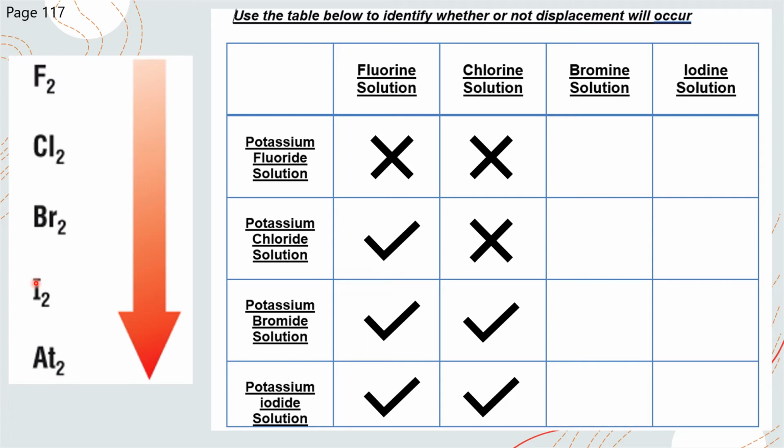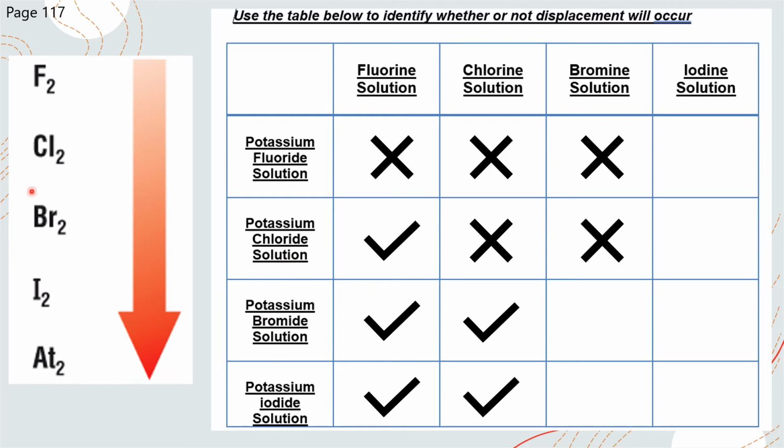Looking at the third column then, bromine solution and potassium fluoride. Fluorine is more reactive than bromine, so it will end up in the compound. Seeing as it's already in the compound, there'll be no reaction. Potassium chloride plus bromine, again, chlorine is more reactive than bromine. It's already in the compound, so there'll be no reaction. Bromine has no power to push the chlorine out and replace it.